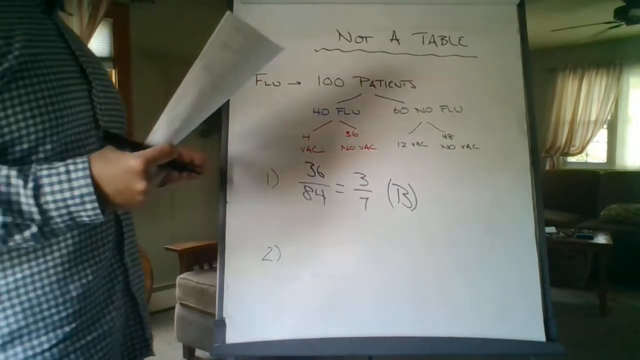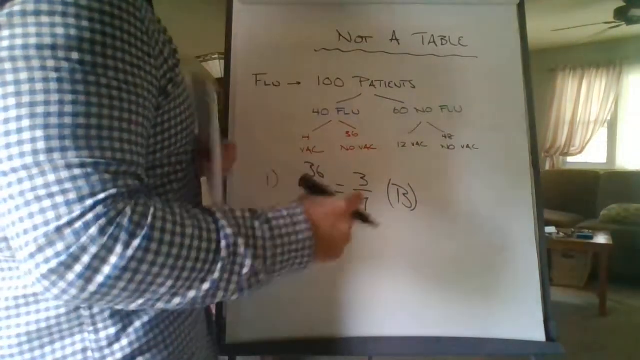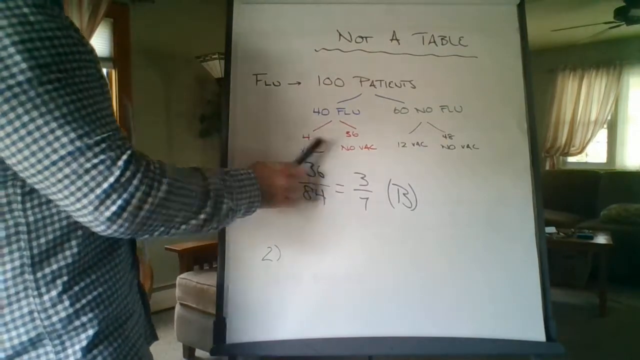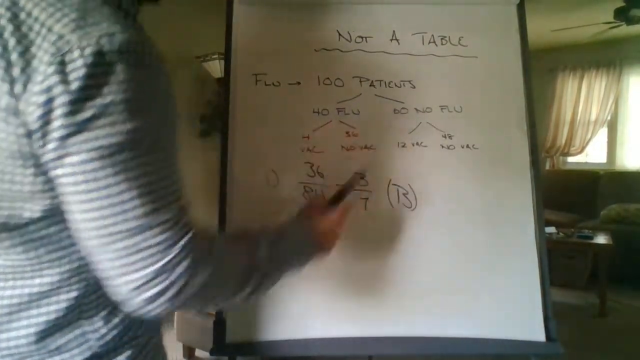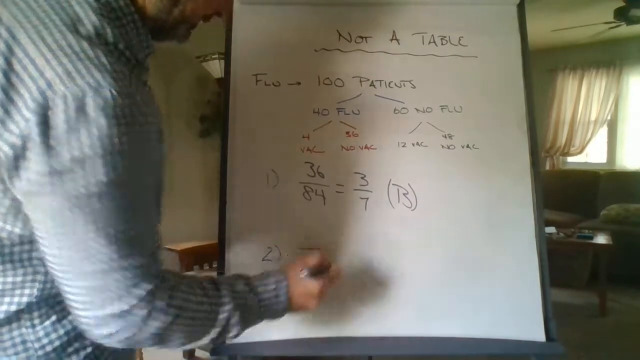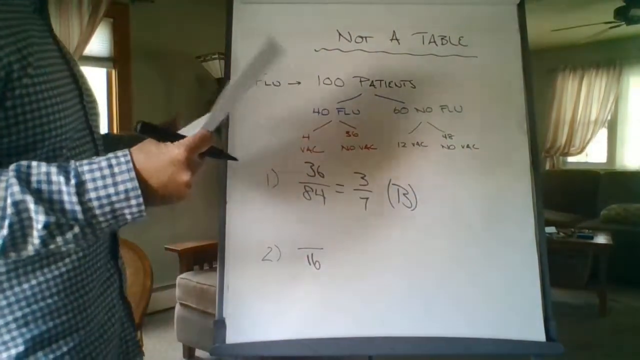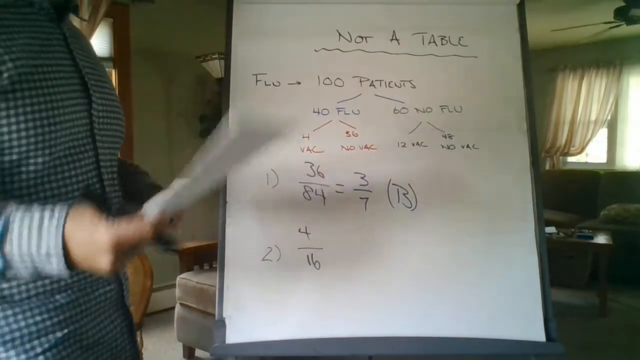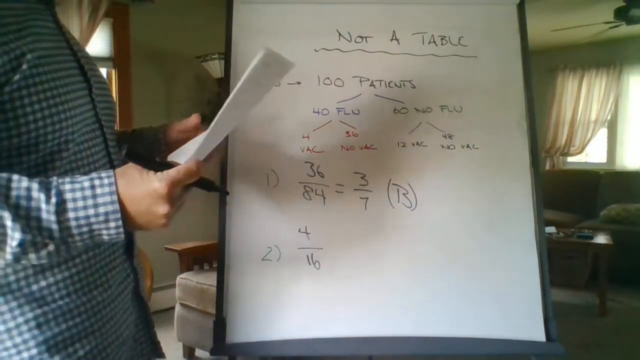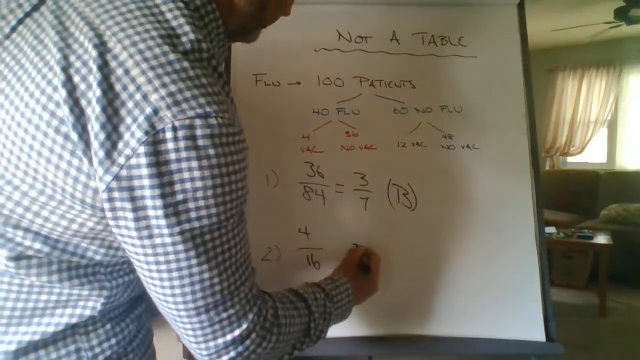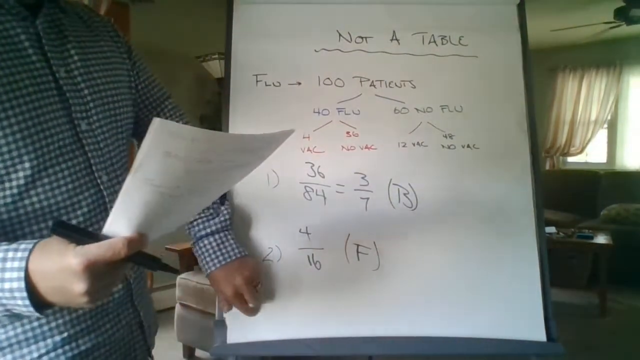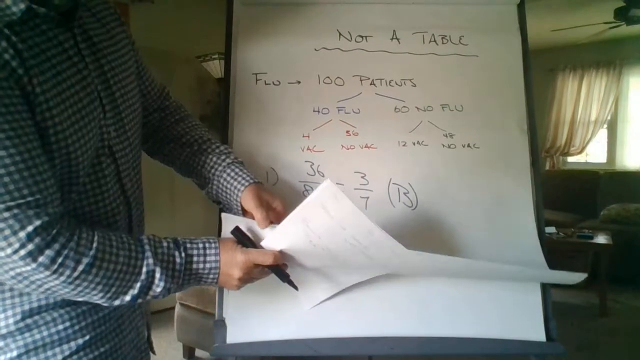Second one, what is the probability that someone who received the vaccine got the flu? So how many people received the vaccine? 4 here, 12 there. 4 plus 12 is 16. So 16 people received the vaccine. How many of those people got the flu? Well, that's 4. And hopefully by now, 4 out of 16, you realize is 1/4. And 1/4 is 0.25. So letter F is our answer to that one. All right, 2 more.